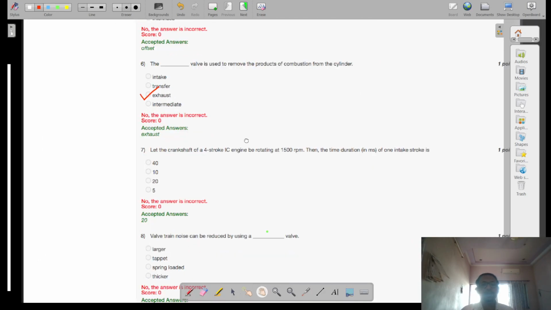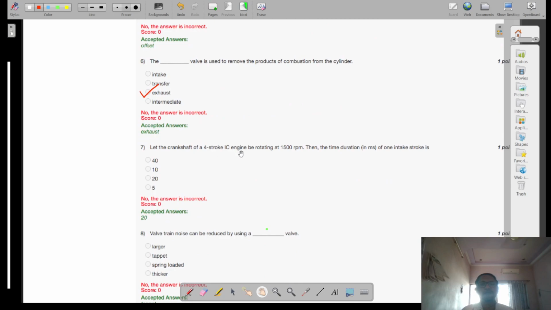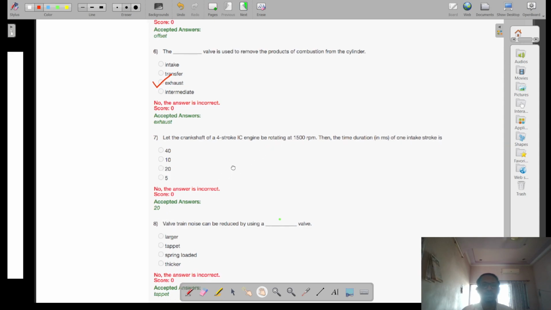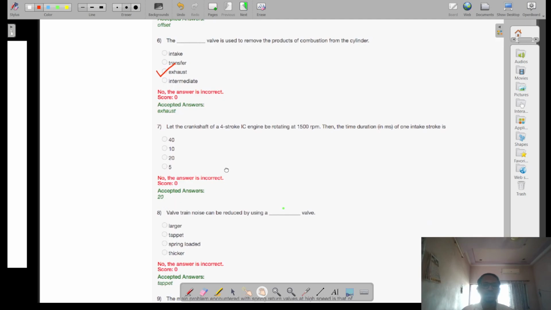Further, let the crankshaft of a four-stroke IC engine be rotating at 1500 rpm. Then the time duration in milliseconds in one stroke is 20. You should know the formula for that, and you get the answer as 20.